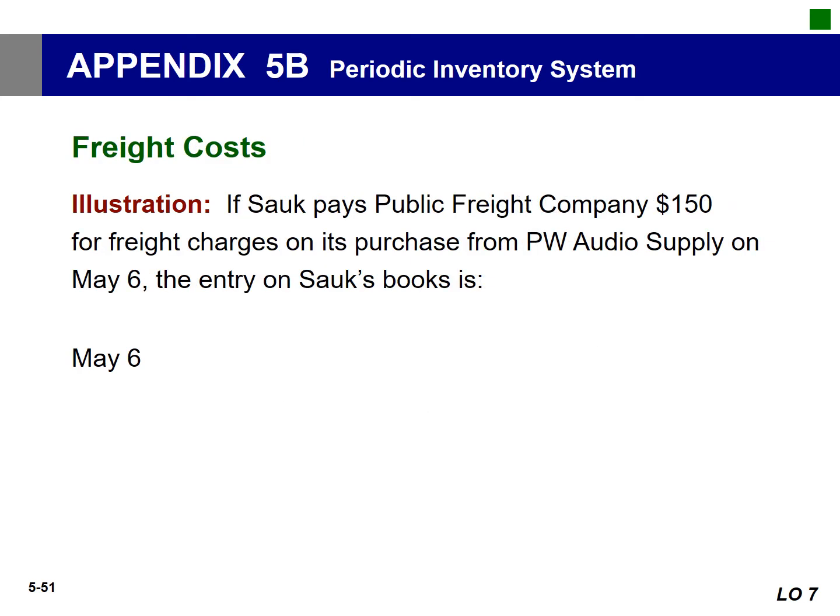When the buyer pays the freight charges, so if Sauk pays for the freight charges, whatever it takes to get it from the seller's place of business to the buyer's place of business, Sauk Stereo is going to debit freight in, or as I said earlier, sometimes it's referred to as transportation in, for that $150, and they're going to credit cash. Remember, under the perpetual system, we debited the inventory account.